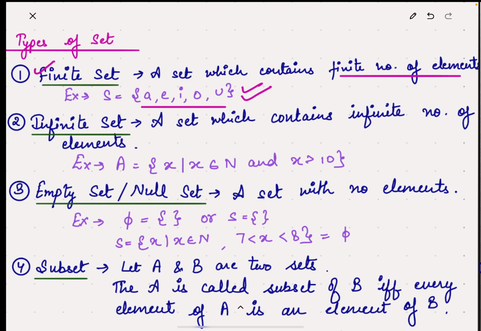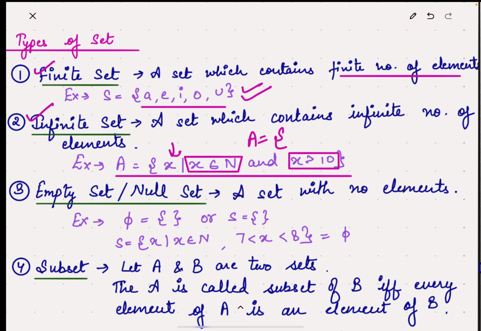If the number of elements in a set is infinite, then that set is known as an infinite set. Let's see an example here. It is a set builder form where x is an element in set A that belongs to natural numbers and x is greater than 10. Then this particular set A will contain numbers starting from 11, 12, 13 and so on till infinity. So this is an infinite set because we don't know how many numbers there are in this particular set.